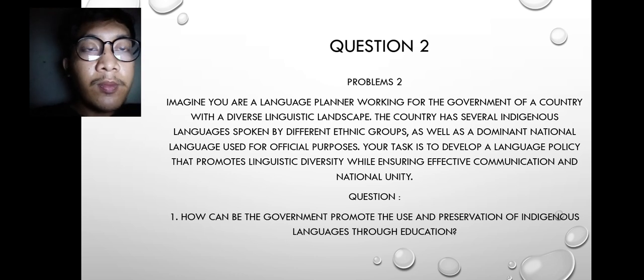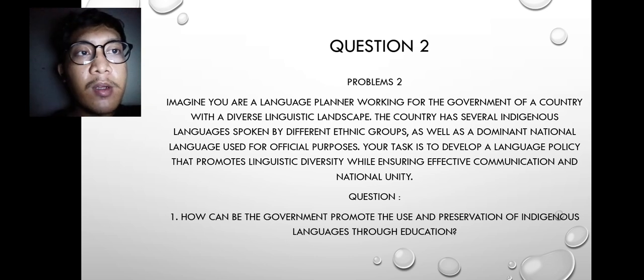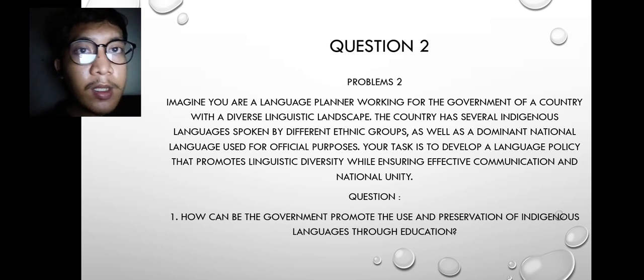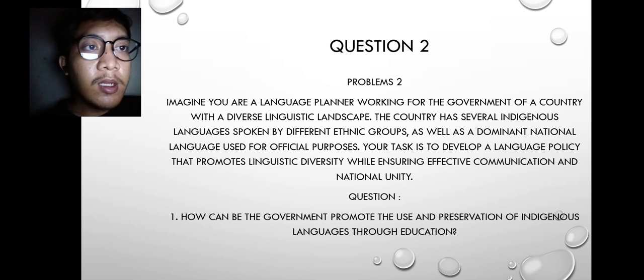Question 2. Problem 2. Imagine you are a language planner working for the government of a country with a diverse linguistic landscape. The country has several indigenous languages spoken by different ethnic groups, as well as a dominant national language used for official purposes. Your task is to develop a language policy that promotes linguistic diversity while ensuring effective communication and national unity.